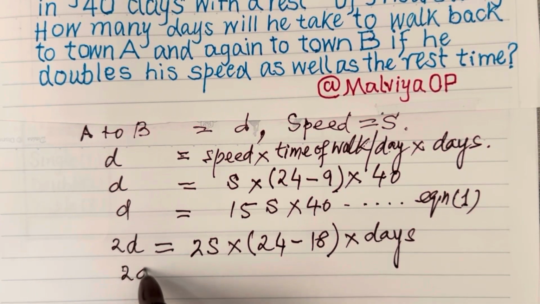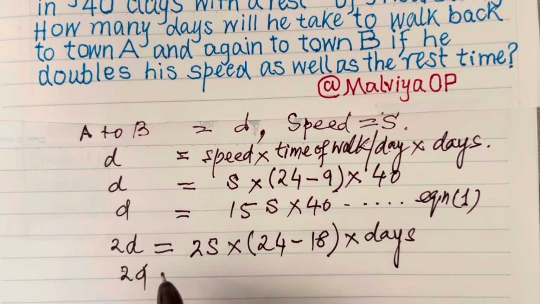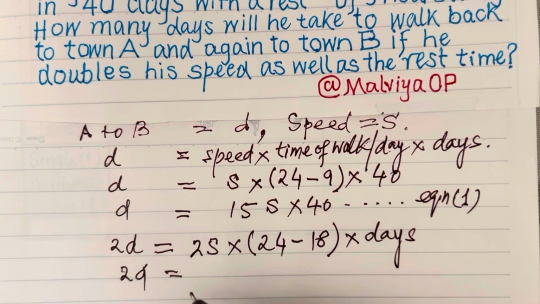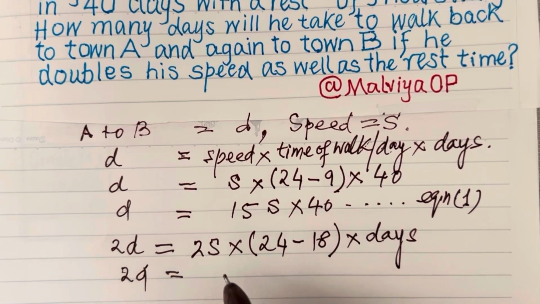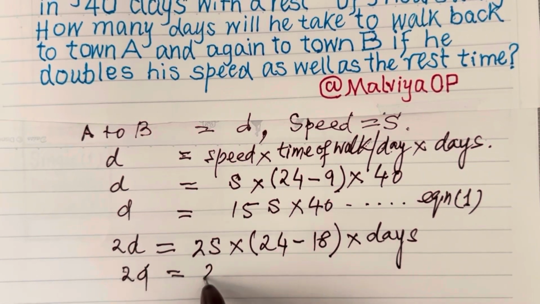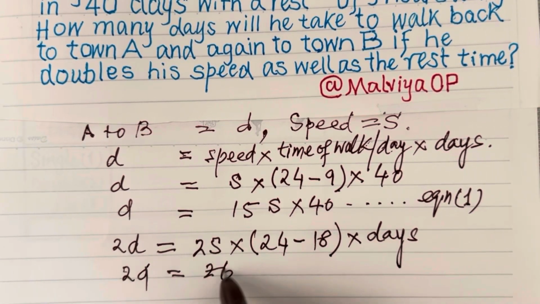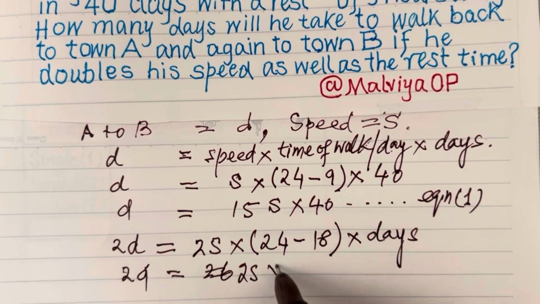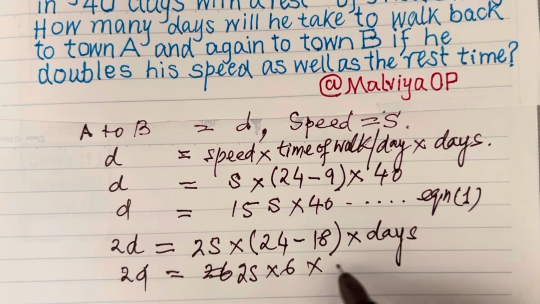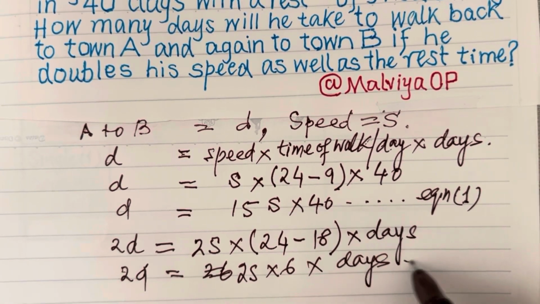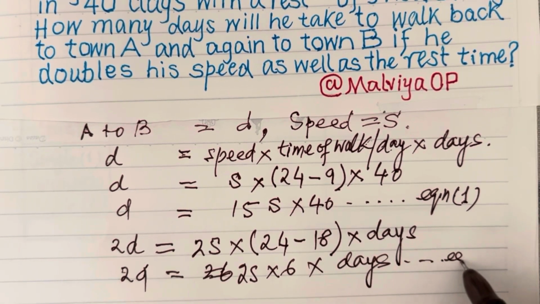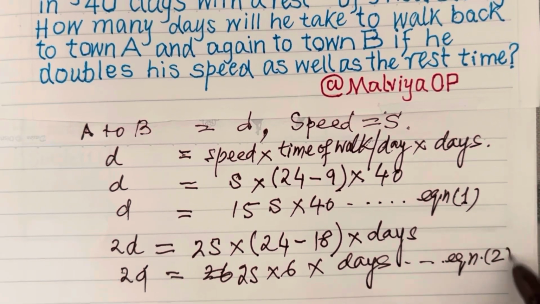So 2D equals 2S multiplied by 6 and multiplied by the number of days. So let us regard this as our equation number 2.